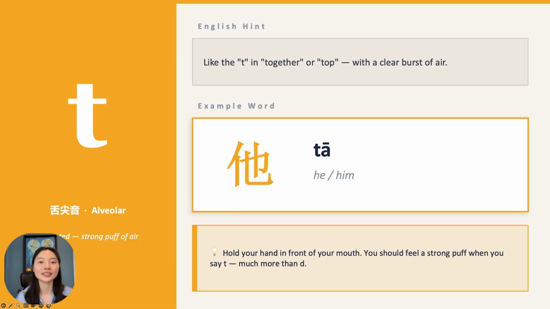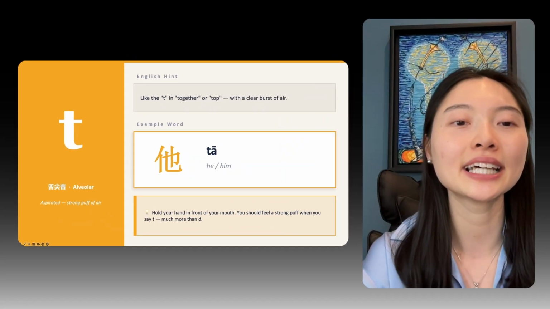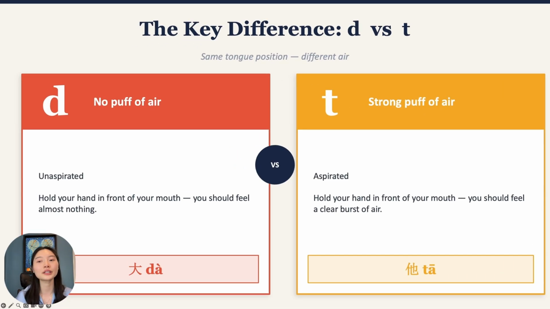T, same tongue position as D, but with a strong puff of air. T, t, ta, ta. The real difference between D and T is air. D, no puff. T, strong puff.